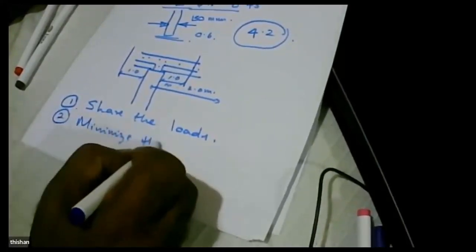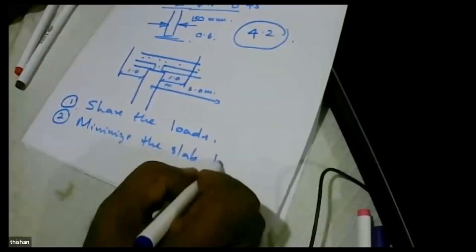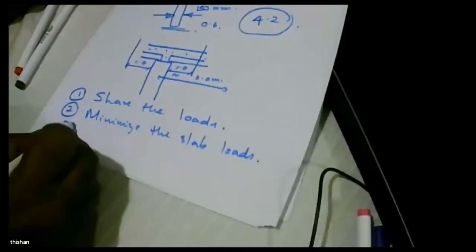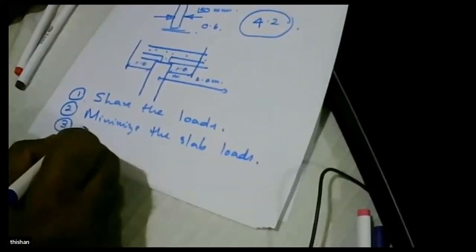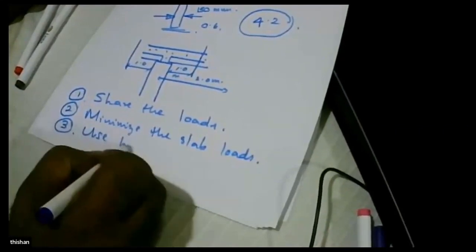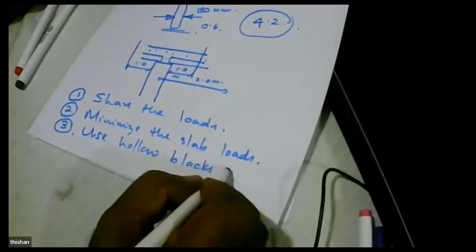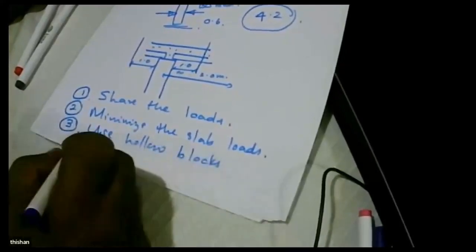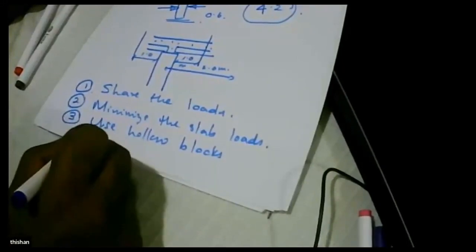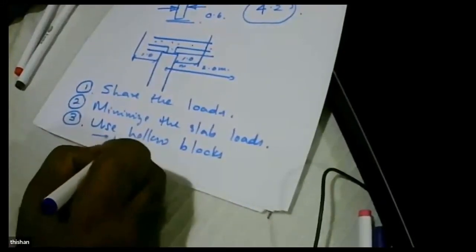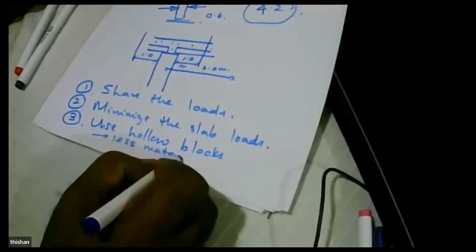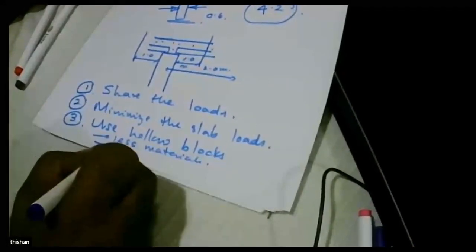Number 2, minimize slab loads. 3, use hollow blocks out of concrete, chip concrete, so that we use less materials. We get high strength.